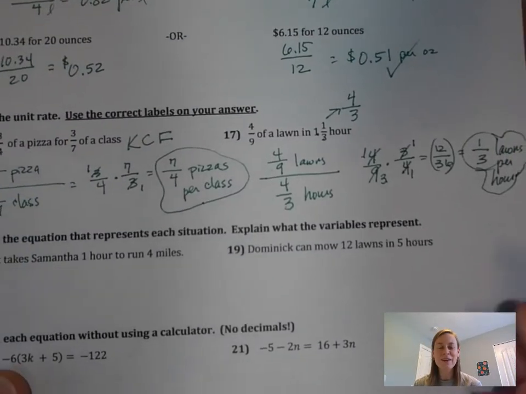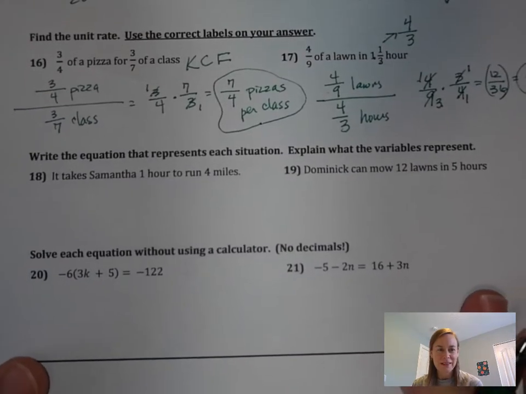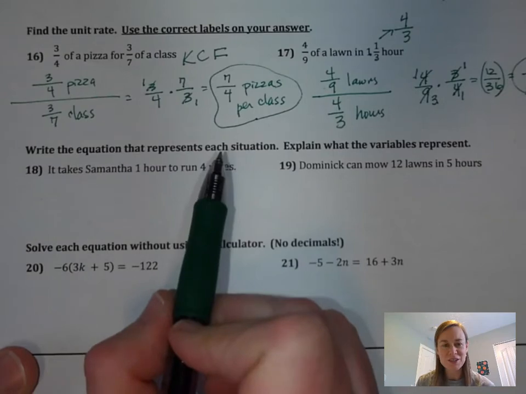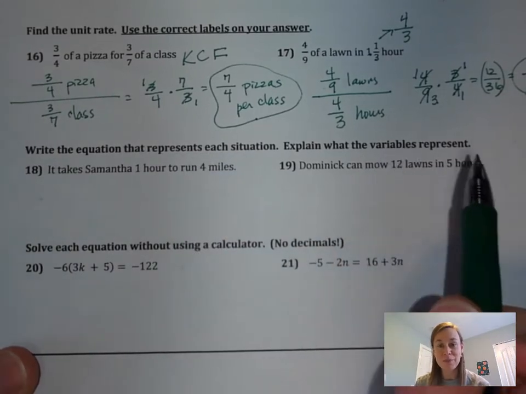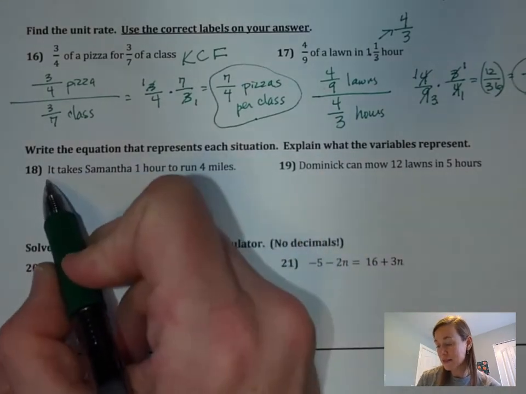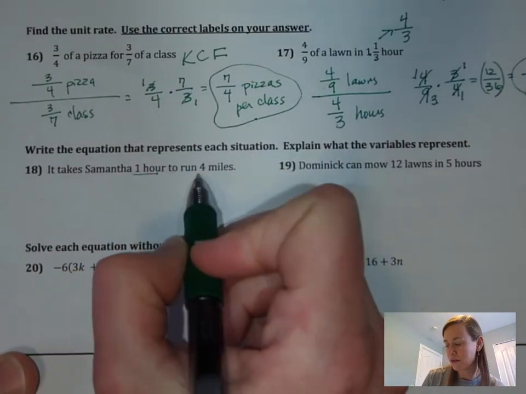There we go. Let's go on to the next section. Numbers 18 and 19. It says, write the equation that represents each situation. Explain what the variables represent. Let's do that. It takes Samantha 1 hour to run 4 miles.